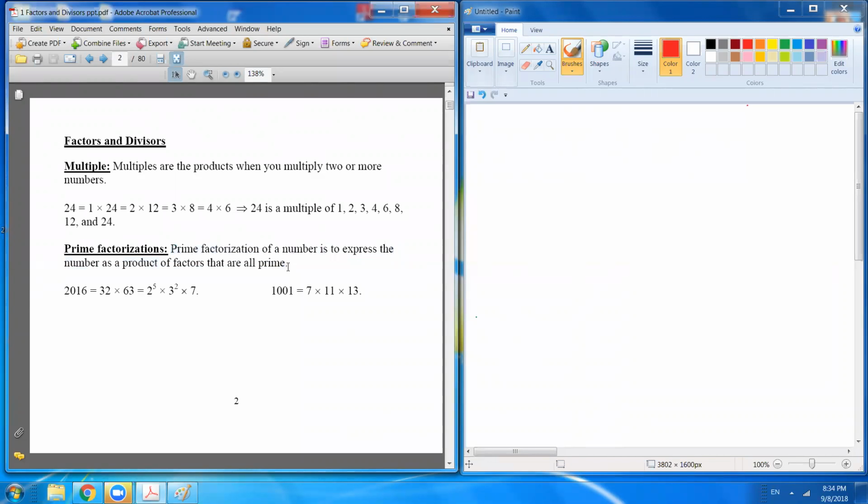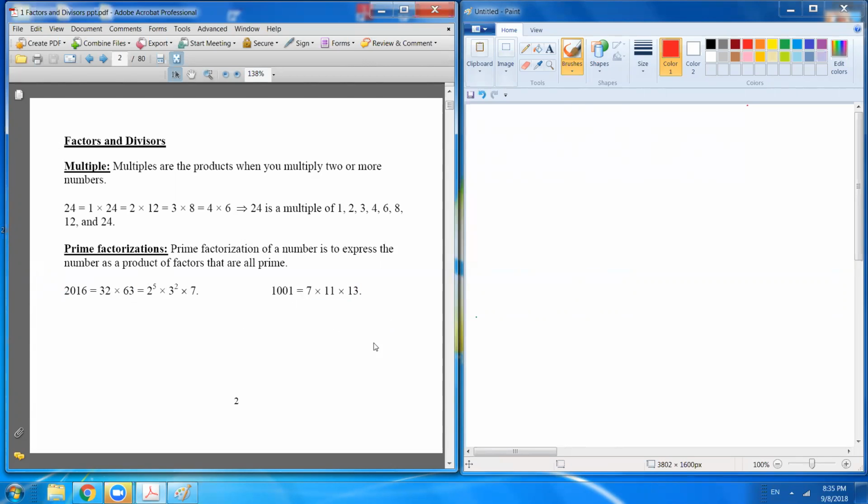This class is good. And we do prime factorization. We write every factor here in terms of prime numbers. This is not good yet, okay? But this is good. 2, 3, 7, prime numbers. And I want you to memorize this. Who has already memorized this one? 1001 equals 7 times 11 times 13. Yeah, good to memorize, okay?